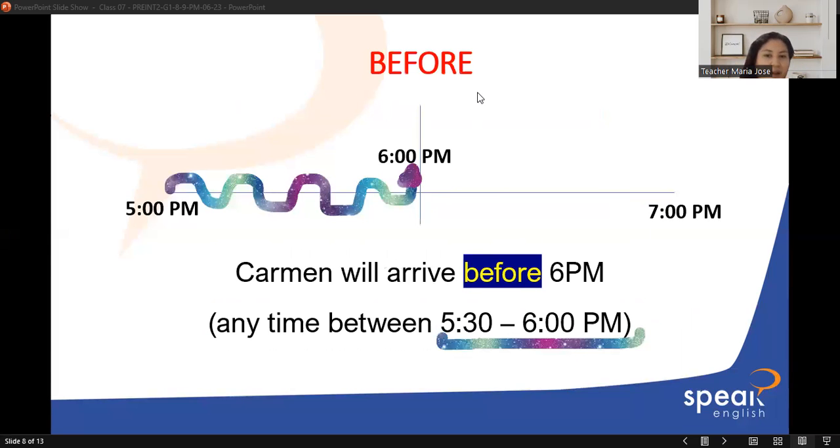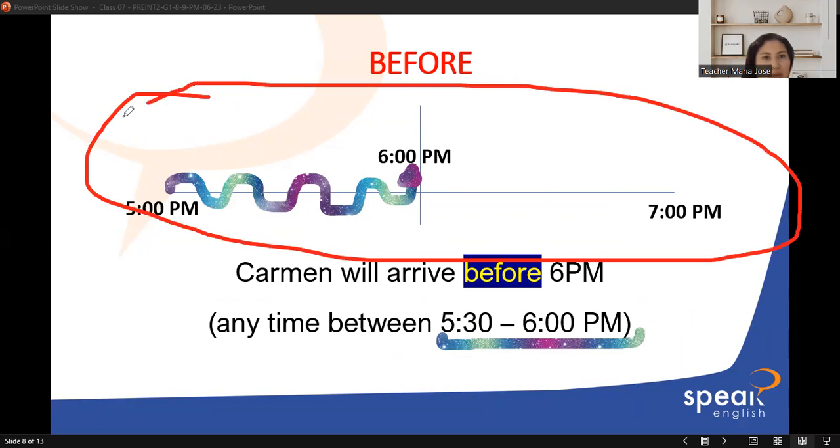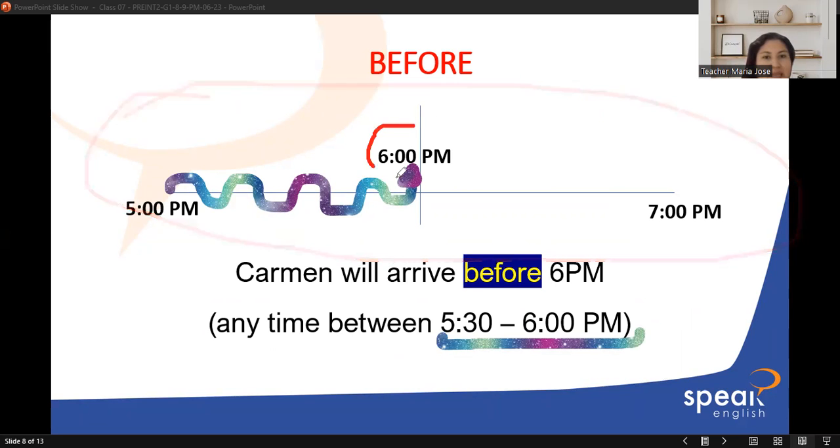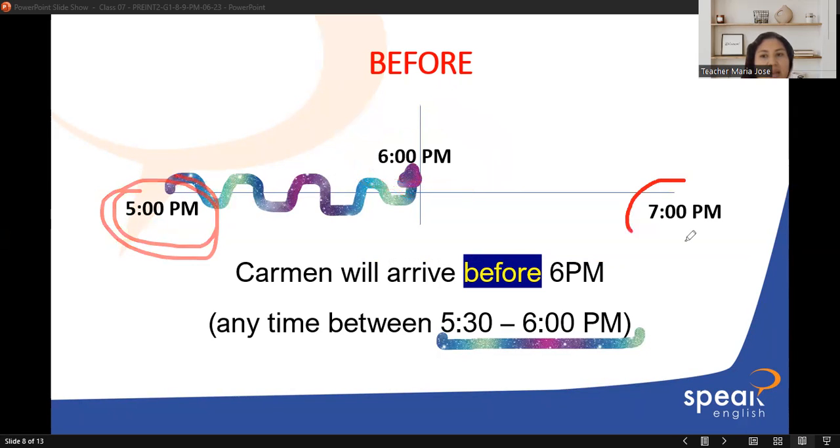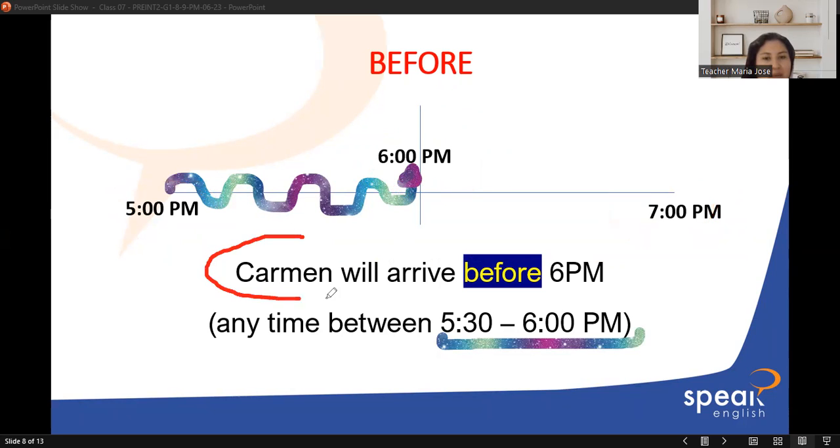Now, in the following example, we have "before." Okay? And I want you to look at this information that we have here. This is a time. Okay? The time that we are discussing is 6 p.m. Here we have 5 p.m. and then I have 7 p.m., okay? Now, can you please read the example, Alejandra?